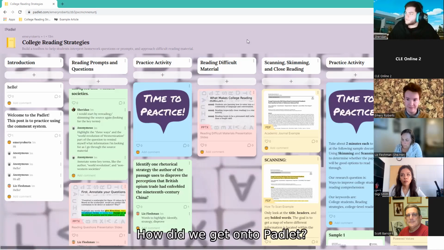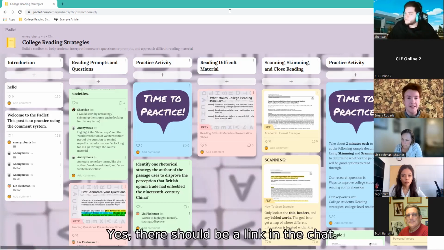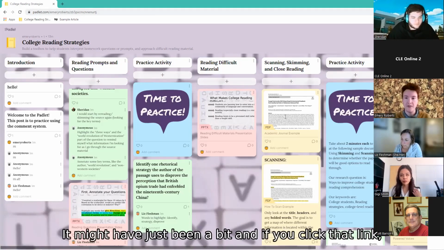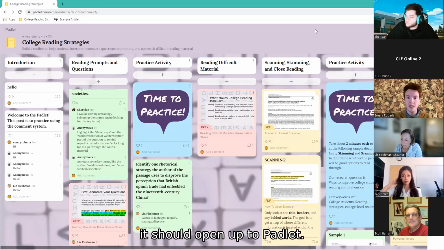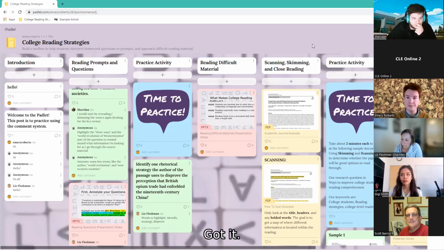And I'm sorry, how do we get onto Padlet? Yes, there should be a link in the chat. It might have just been a bit. And if you click that link, it should open up to Padlet. Got it.